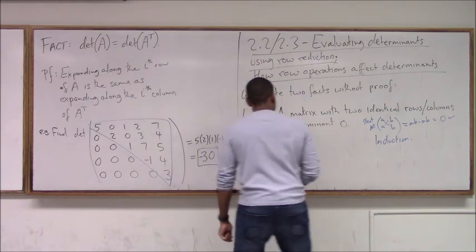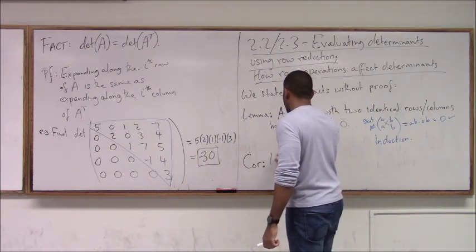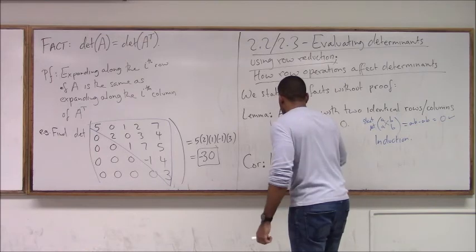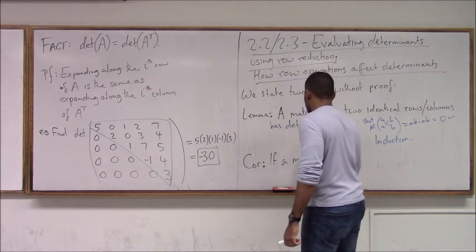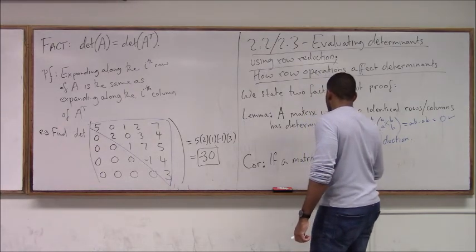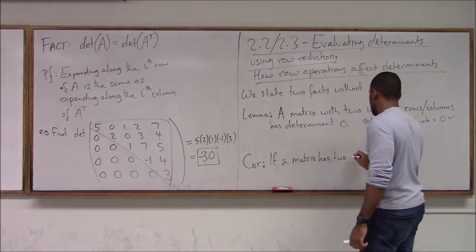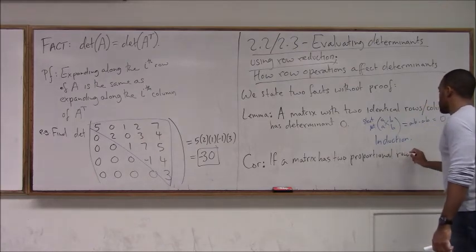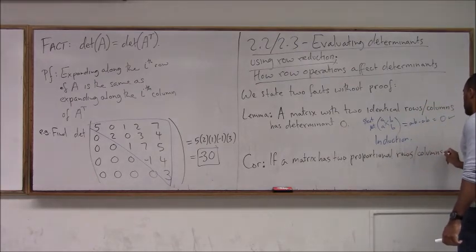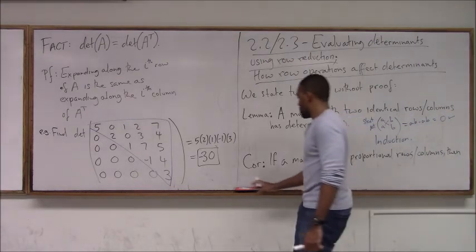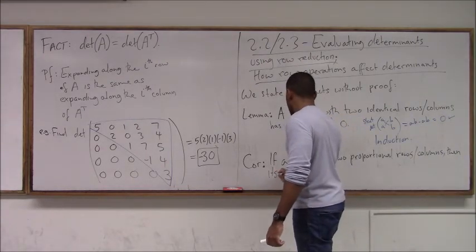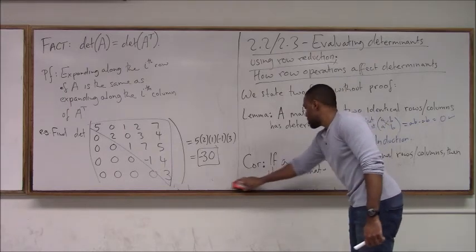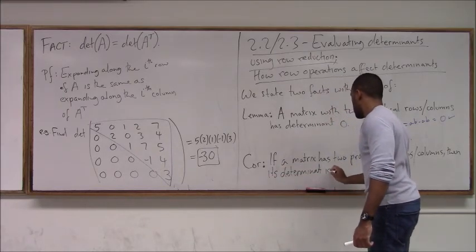A corollary from this fact is that if a matrix has two proportional rows or columns, then its determinant is 0.